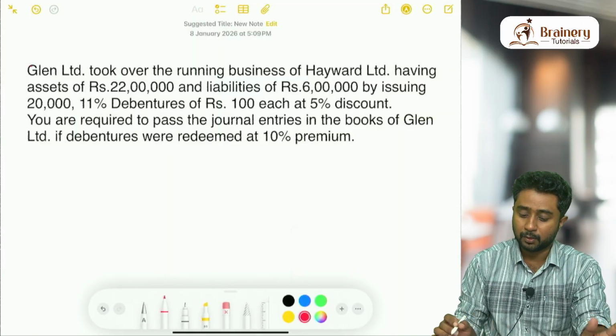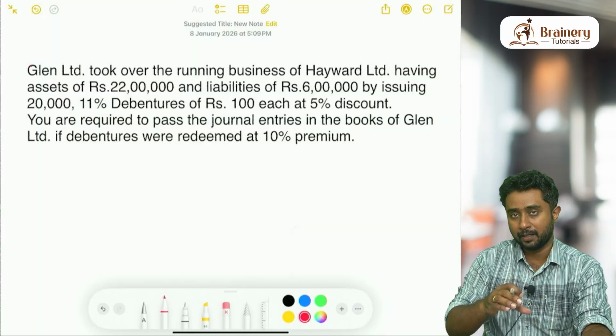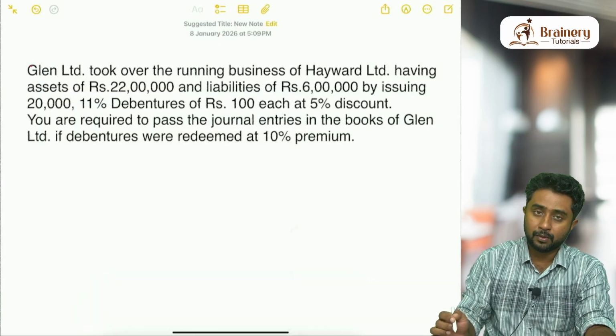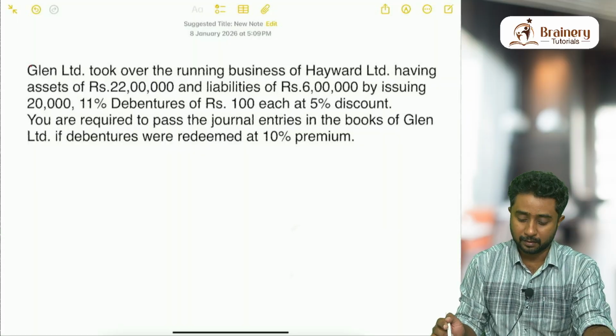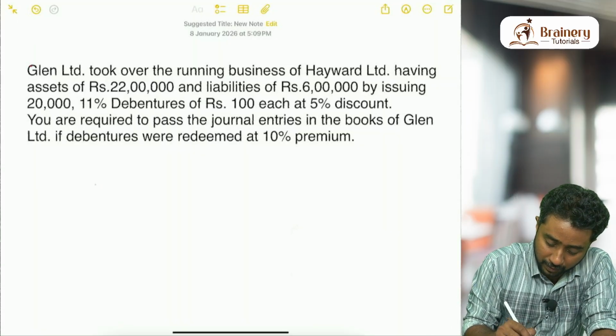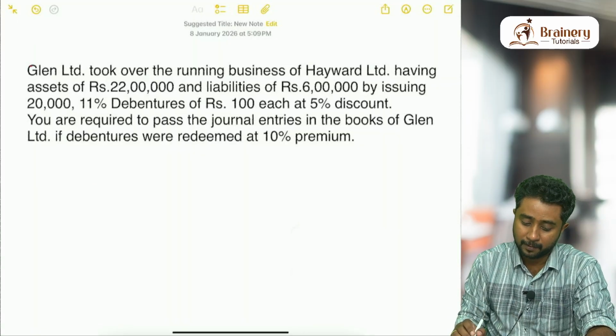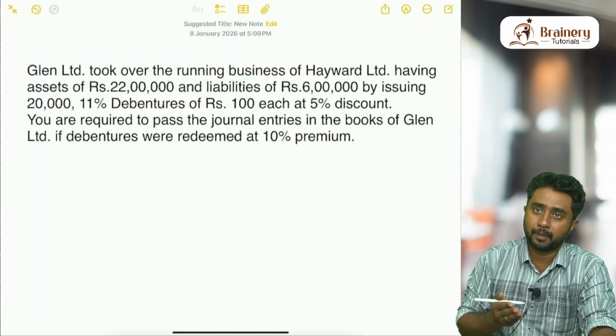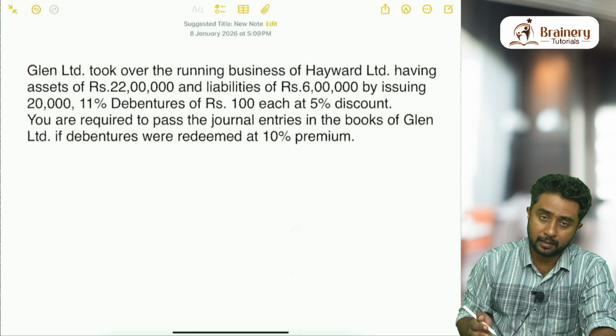Question is, you are required to pass the journal entries in the books. While doing that first entry, we will discuss what is goodwill or what is capital reserve involved in that. So first let us pass the entry. Glen Limited took over the running business of Hayward Limited. So obviously we are passing the entries for Glen Limited.